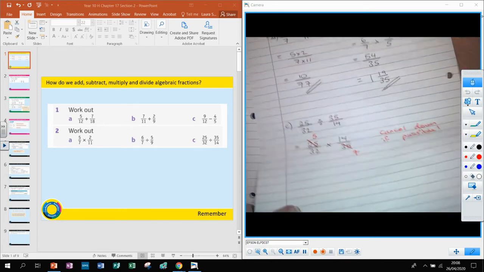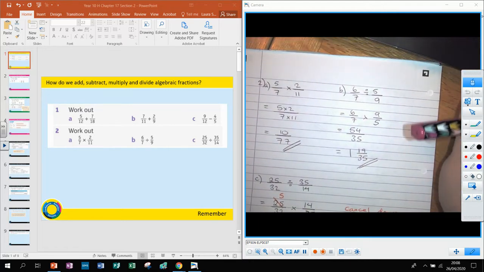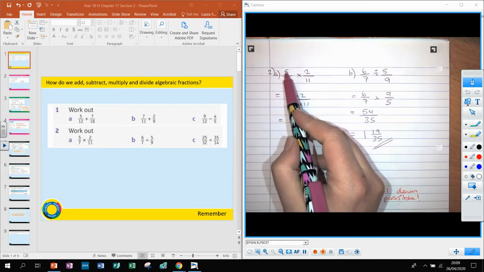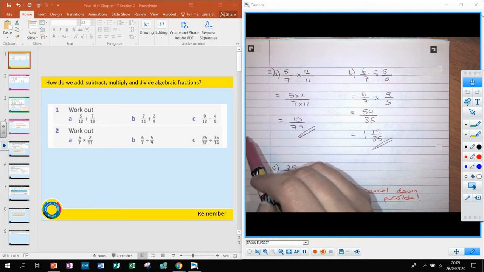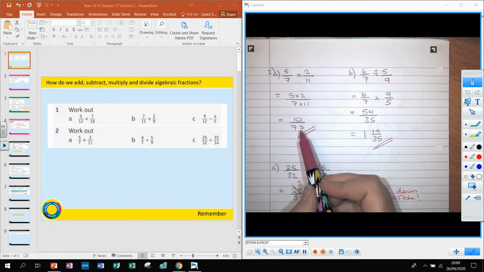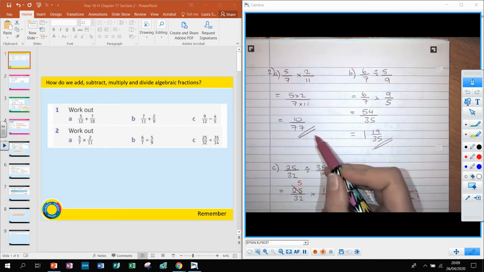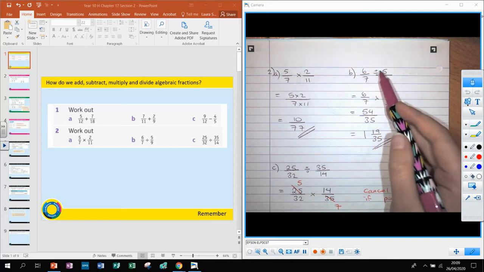Okay, moving on to question 2, where we were multiplying and dividing. Okay, multiplication is fairly straightforward. Okay, we are literally multiplying the top, getting that product, multiplying the bottom, getting that product, and that gives us our answer. So 5 times 2 over 7 times 11, which is 10 over 77, and there we go. Can't simplify that either. Right, we move to part B, where we now divide.